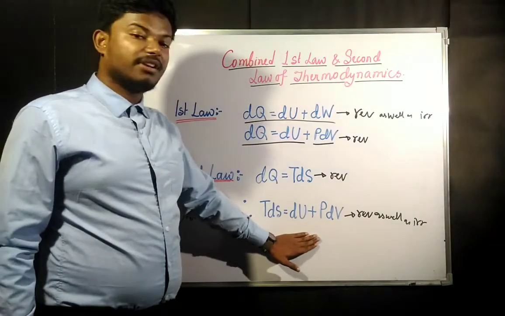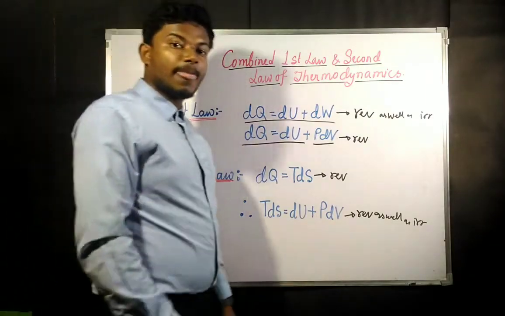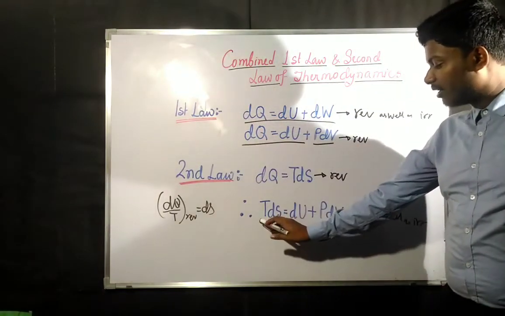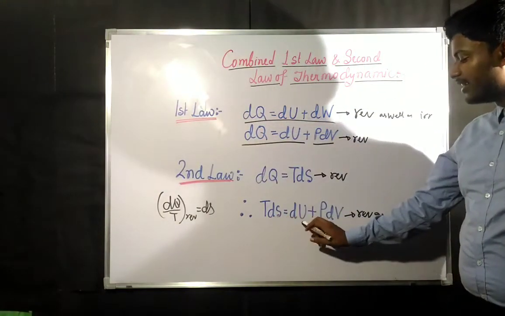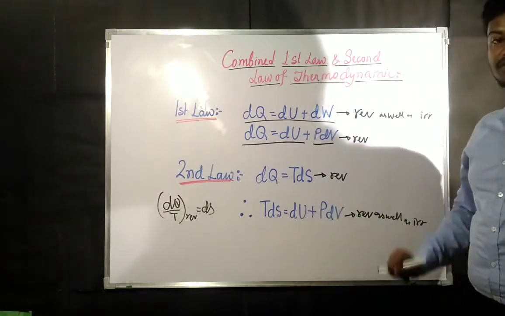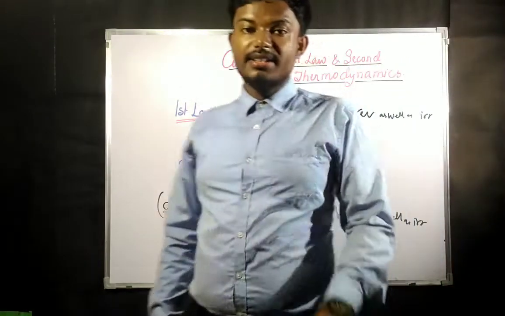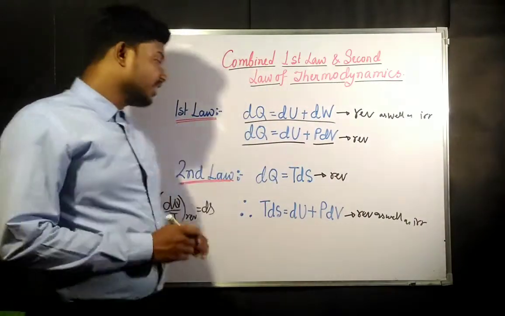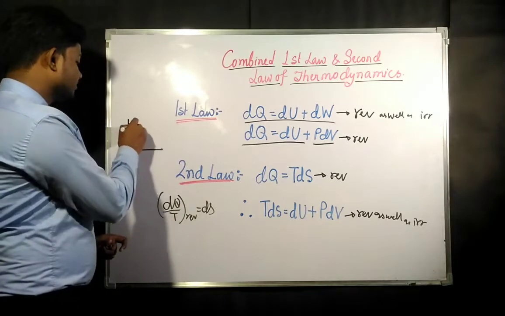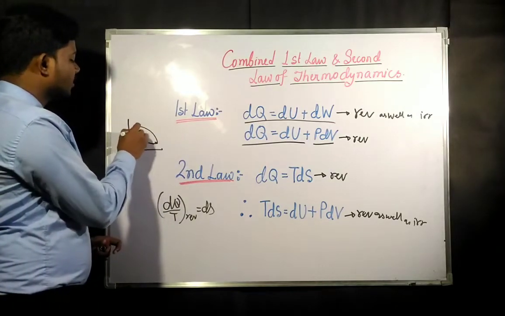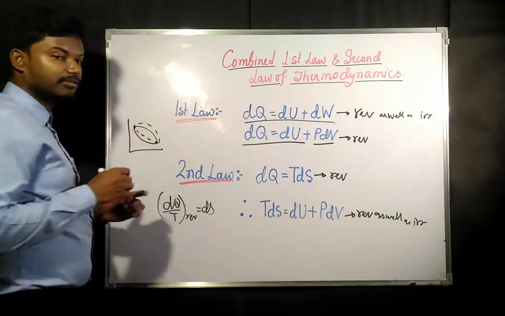Why is this valid for reversible and irreversible processes? Because in both of these processes, whatever terms you are getting, temperature, entropy, internal energy, volume, pressure, these all are properties of a system. Now if a property of a system is there and you are given certain points, then in between the two it does not matter whether it is reversible or irreversible.